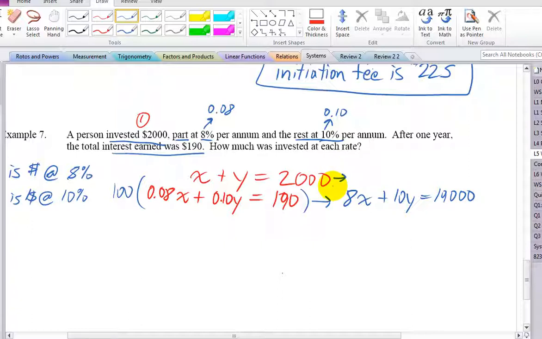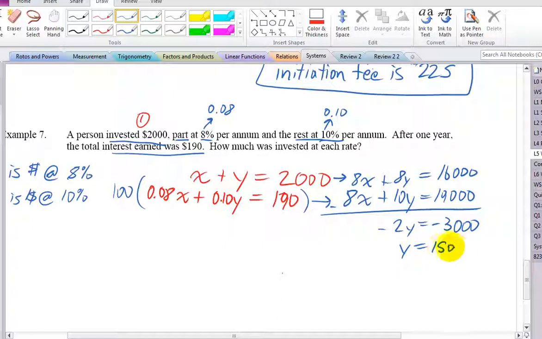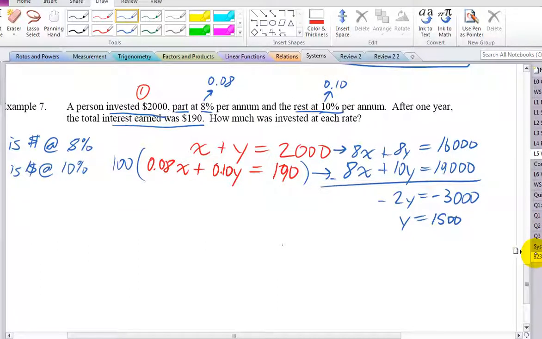Good. So what can we do to the top equation then to help eliminate? Well, let's get rid of the x. So multiply by 8. 8x plus 8y equals 16,000. Okay. And then subtract. So negative 2y equals negative 3,000. So y equals 1,500. Okay. Now you could do double elimination, but look at our equation. It's so easy. X plus y equals 2,000. So x plus 1,500 equals 2,000. And so then x equals 500.